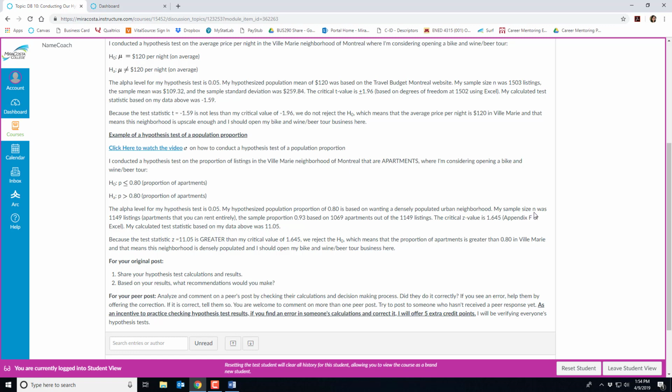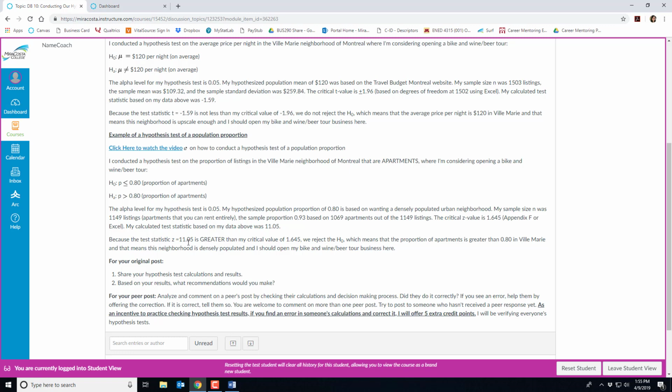So my sample size is 1,149 listings, and the sample proportion was 0.93 based on 1,069 apartments out of the listings. I used the Appendix F, or I used Excel to find my critical z-value. And again, this is only a one-tailed test because it's a greater than statement, so my critical z-value is positive. And then plugging everything in, I get a test statistic of 11.05 using the variables right here. So my conclusion is based off of the critical value method.